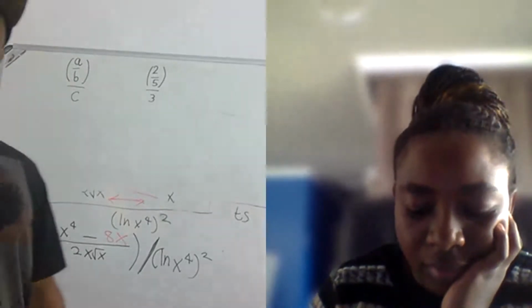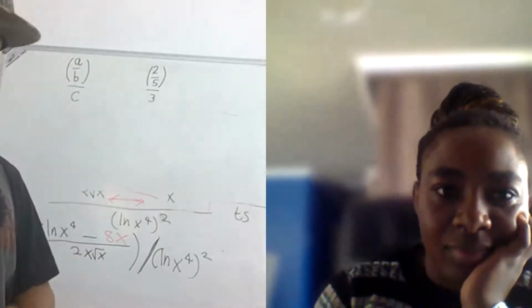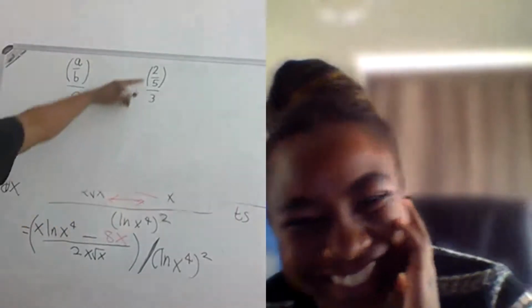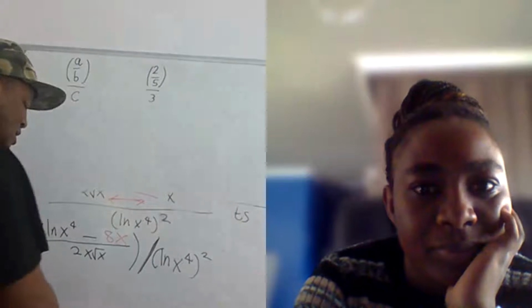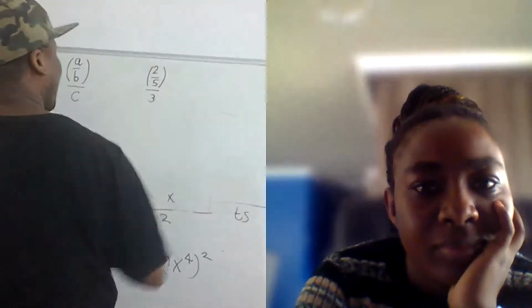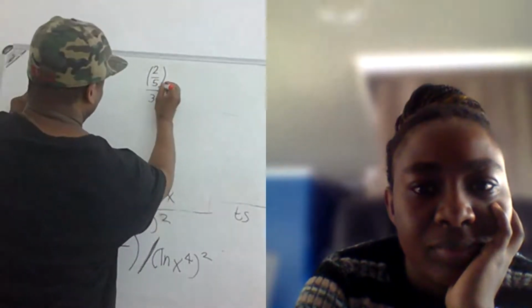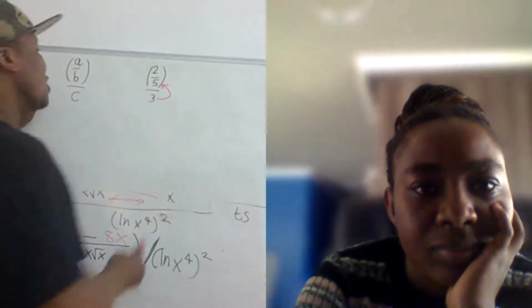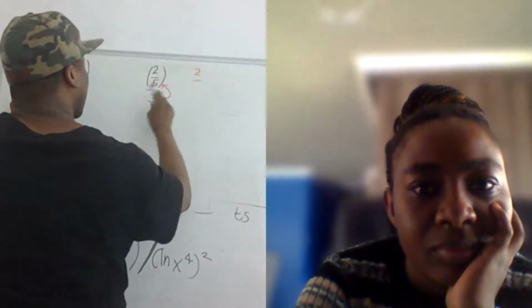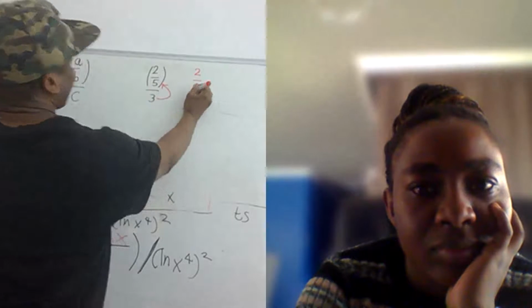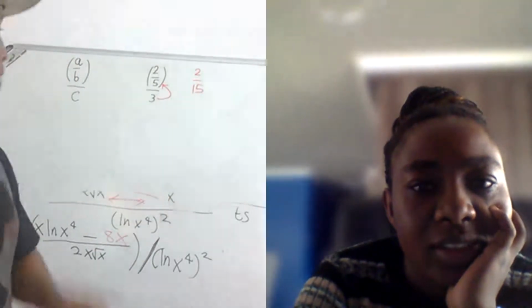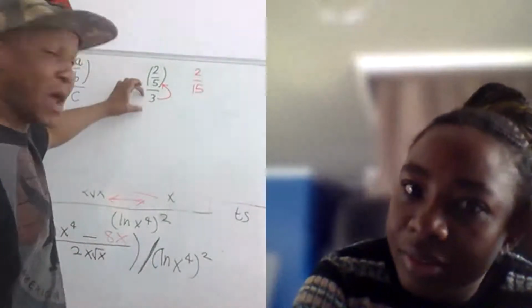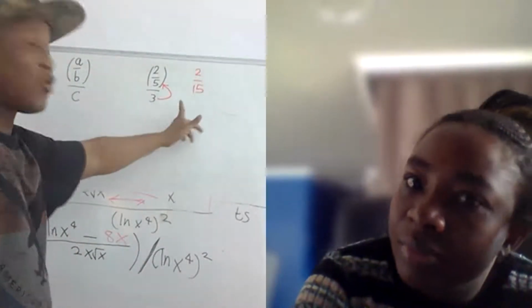Don't use the calculator. Is it 2 over 3 or 2 over 5 over 3? You know what you do in math, right? If you have a fraction over a number, this number is going to come to the bottom. So this is going to be 2 over 3 times 5, which equals 15. You should know that. Only if you have a fraction over a number, the number goes to the bottom.